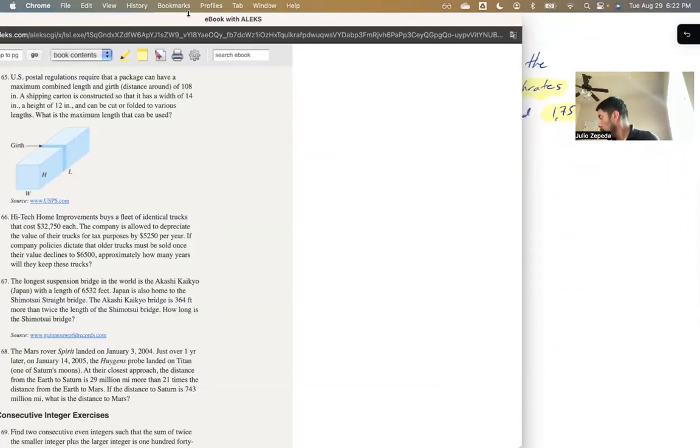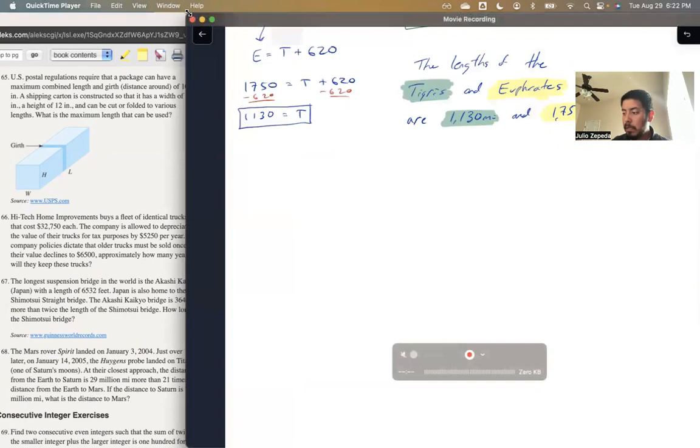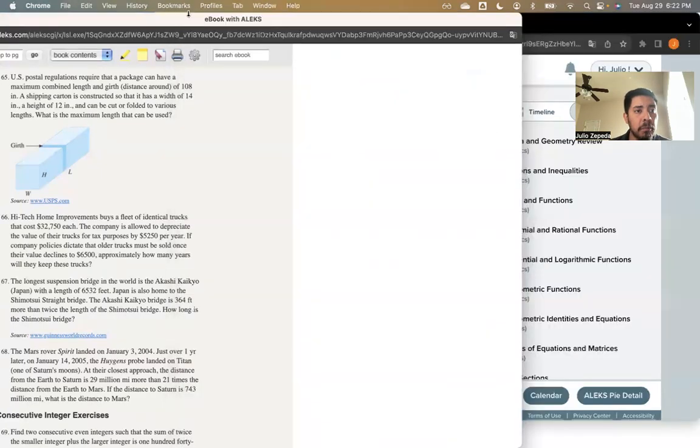Okay. Let's see here. So this is 65. It says US postal regulations require that a package can have a maximum combined length and girth of 108 inches. A shipping carton is constructed so that it has a width of 14 inches, a height of 12 inches, and can be cut or folded to various lengths. What is the maximum length that can be used?